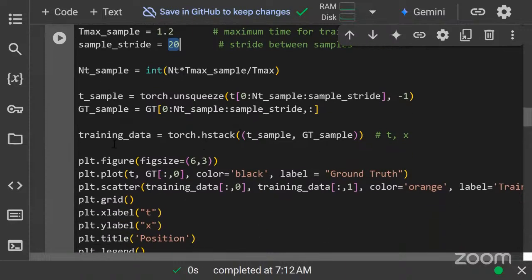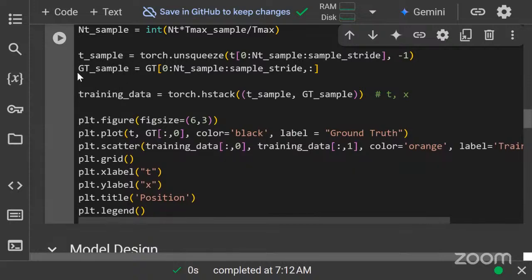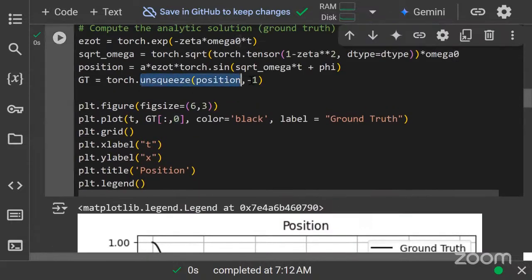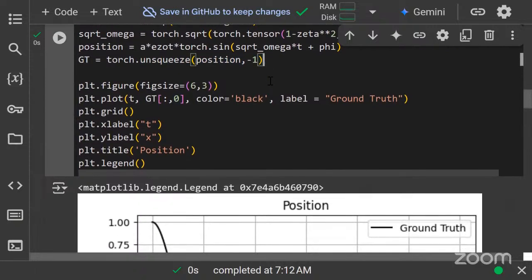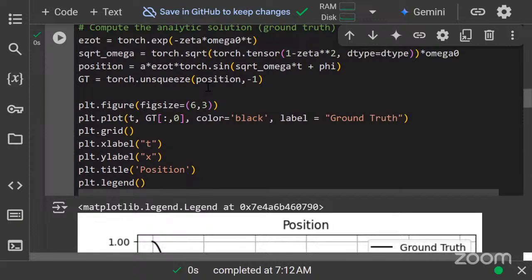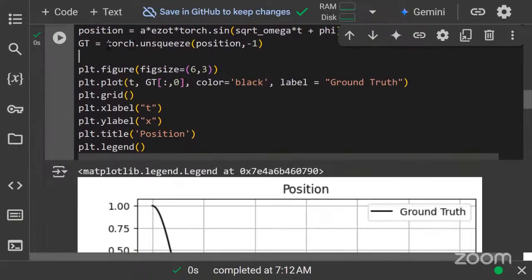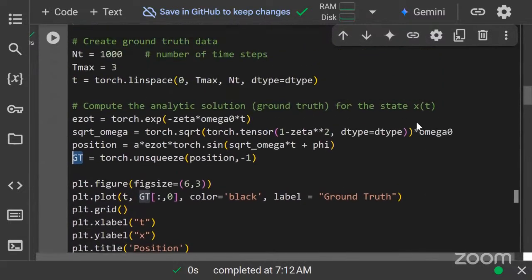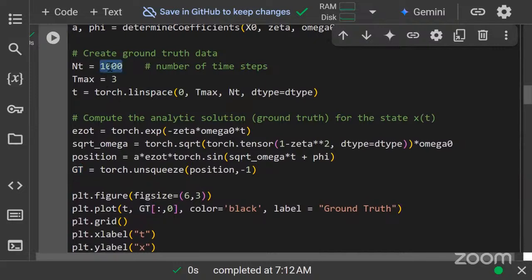Now, this is the part. So we have the ground truth. Oh, actually, this is something I forgot to mention. The ground truth that we generate over here is basically an n by 1 tensor. Okay, that's GT. N by 1 tensor, where n is the number of time steps. So for this ground truth, we have a total of 3 seconds of simulation. And for that 3 seconds of simulation, we have a total of 1,000 steps. So that 3-second interval is divided into 1,000 pieces of small chunks. Okay. So delta T is 3 divided by 1,000.